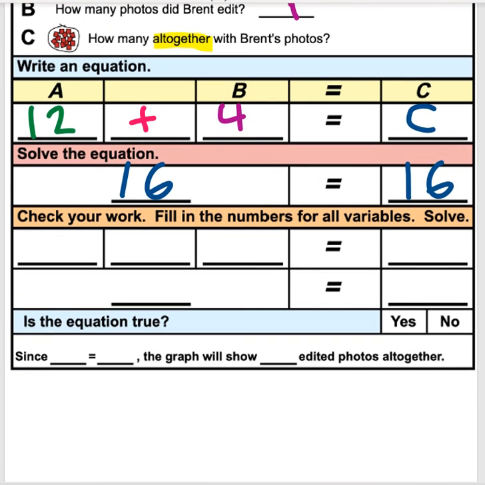Let's make sure. So we start with how many photos there were altogether without Brent. We know that that's 12. Then we know that we're adding in Brent's. Brent had how many? Brent had 4 photos. And because we want to find them all together, we're adding. So we're going to put our plus sign. And we're looking for how many they have all together. So we represent that as C. So once again, our equation reads as 12 plus 4 equals C.